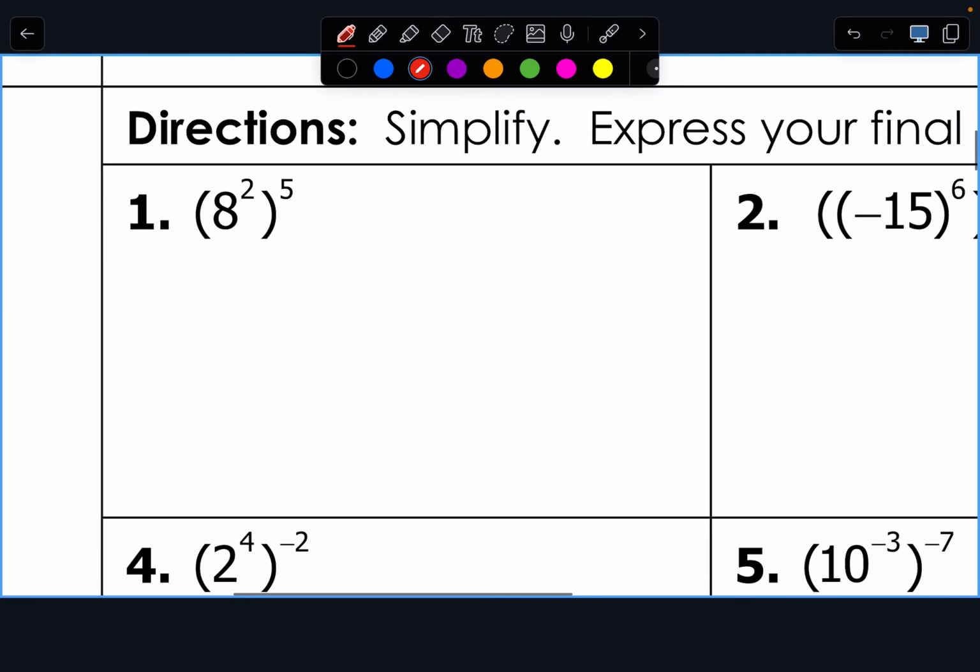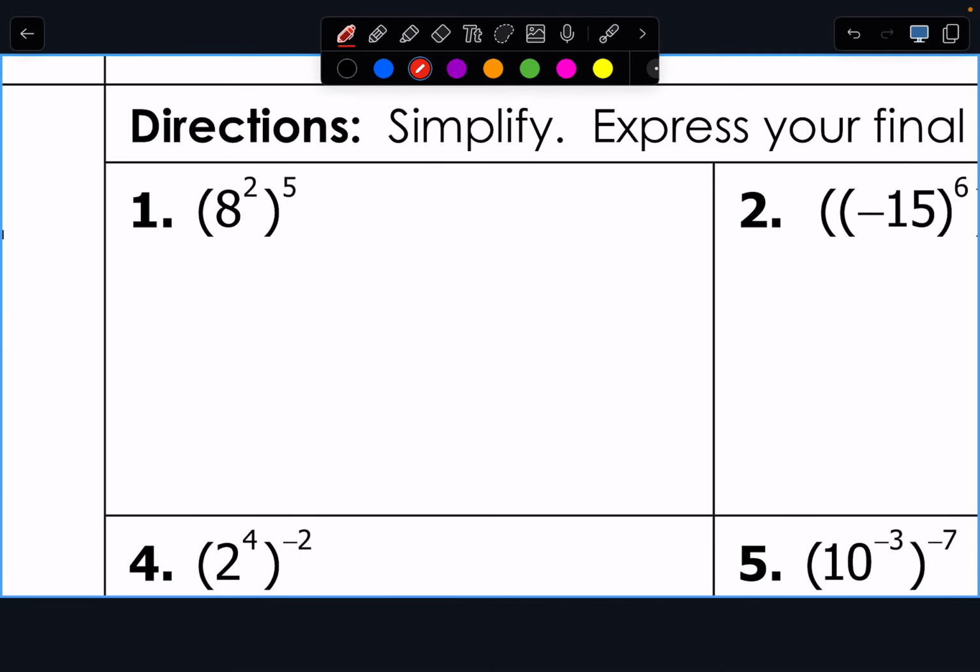All right. So, in number 1, this becomes 8 to what power? 8 to the 10. We just take 2 times 5. Okay. Now, I'm not going to make you put 8 times 8 times 8 times 8 10 times in your calculator because I think that number is so ridiculous it's not worth our time. Okay.